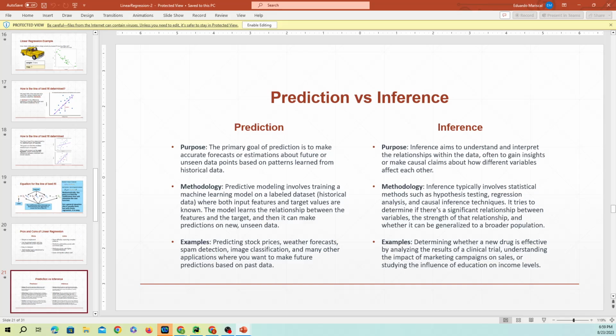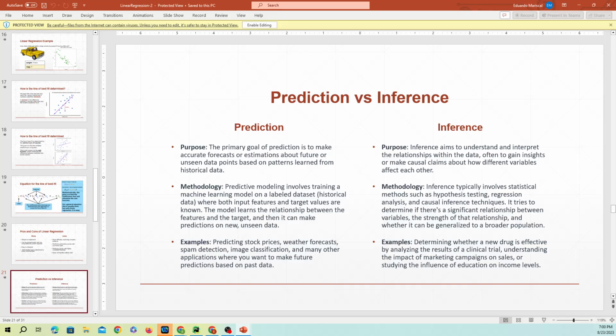Inference. The purpose of inference is to understand and interpret the relationships within the data, often to gain insights or make causal claims about how different variables affect each other. So this is more to understand the relationship between the features than the prediction of your model. Inference is to understand the relationships between the features to have a better understanding of what you're going to predict.